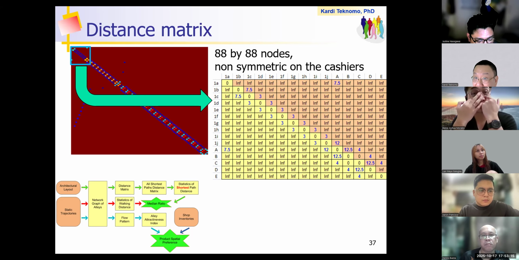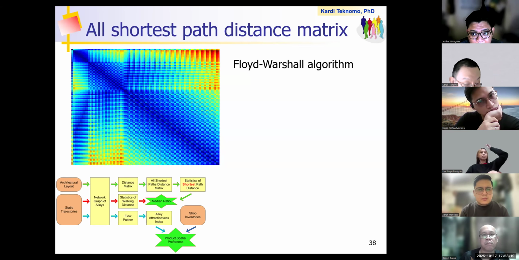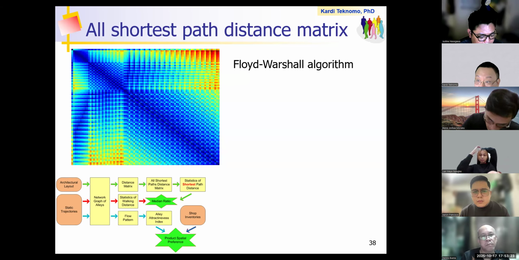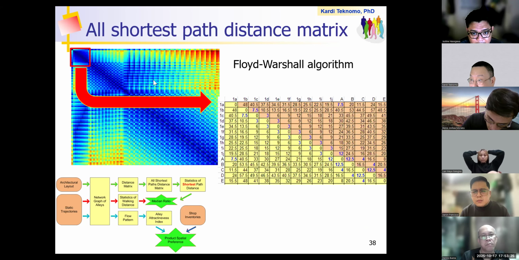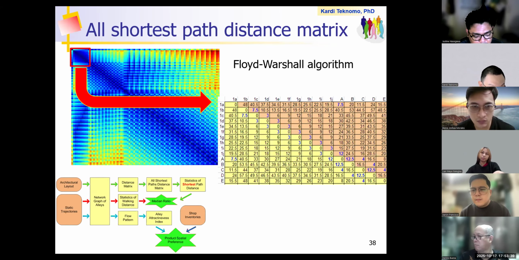Then this one we compute using the Floyd-Warshall algorithm. That gives all shortest paths. Again, we can zoom in on this part. The earlier distance matrix had a lot of infinity. Now we get it full, except the diagonal. Is it clear up to here?